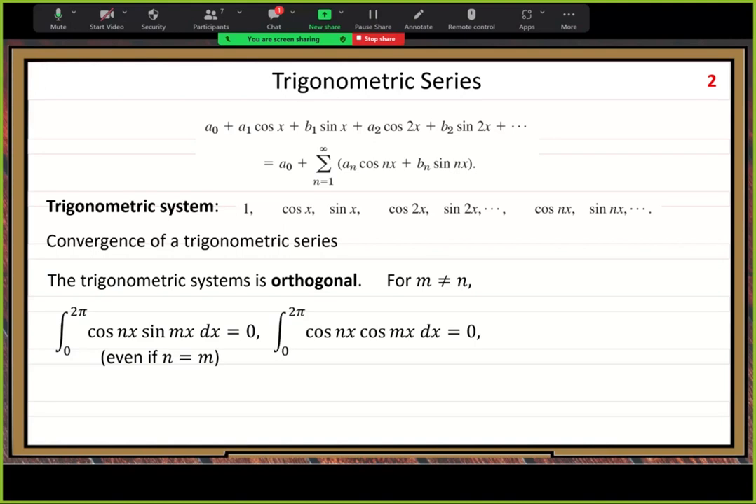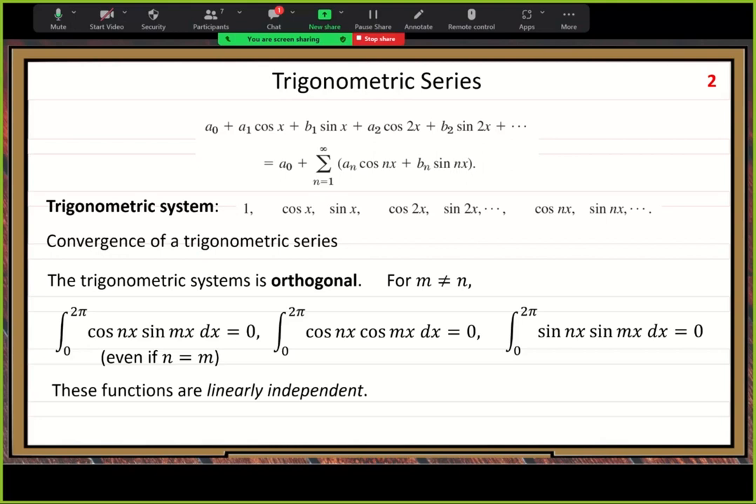For cosine, the same function, this time we require n and m to be different. Otherwise, the same function squared cannot be 0. Different means orthogonal, perpendicular. Similarly, for sine, we also have m and n different, orthogonal. These properties are very useful when we do the Fourier expansion. While we have the formula for Fourier expansions, we need to use these formulas.